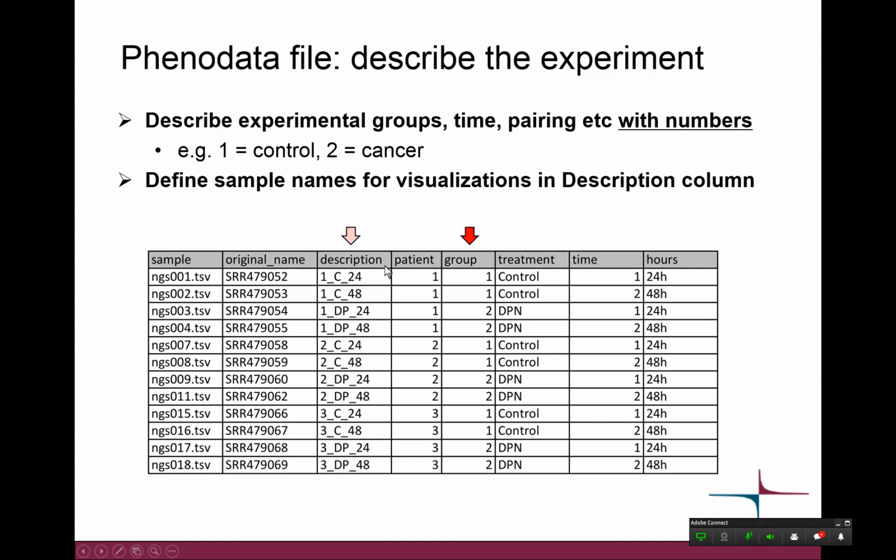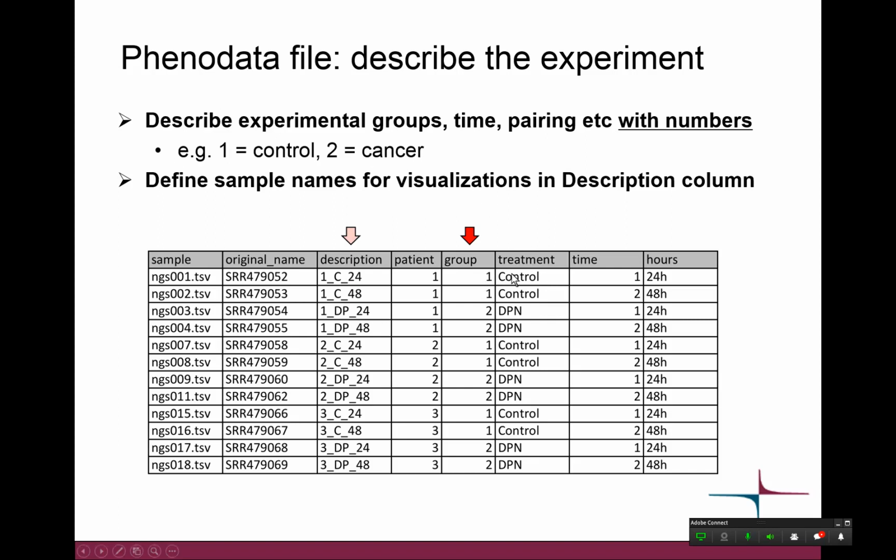There are some super important columns, especially the group column here. That is there by default, and if you are going to do differential expression analysis, you absolutely have to fill in this column. What you fill in there, using numbers, is your experimental groups. So rather than, for example, writing control and cancer, you use numbers so that the smaller number is for the control group and the bigger number or numbers, if you have several groups, are for the different treatment groups.